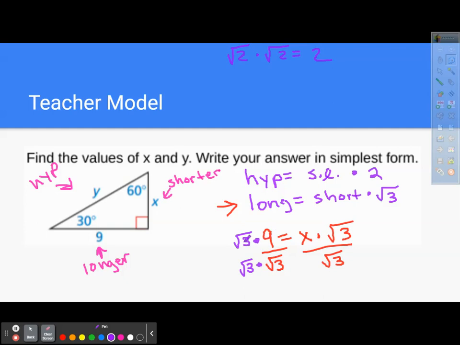So I've got to multiply 9 times the square root of 3 and the square root of 3 times the square root of 3. Well, 9 times the square root of 3 is just 9 square roots of 3 over square root of 3 times the square root of 3 is 3, equals, these cancel, x. Now, what you got to check for is if these two numbers can simplify, the 9 and the 3. So type in your calculator 9 divided by 3 and tell me what you get. 3. So 9 divided by 3 is 3, so you get 3 times the square root of 3 equals x.